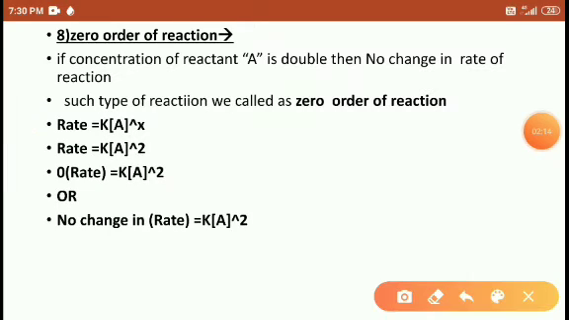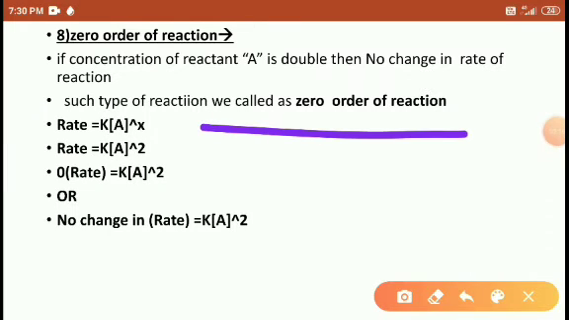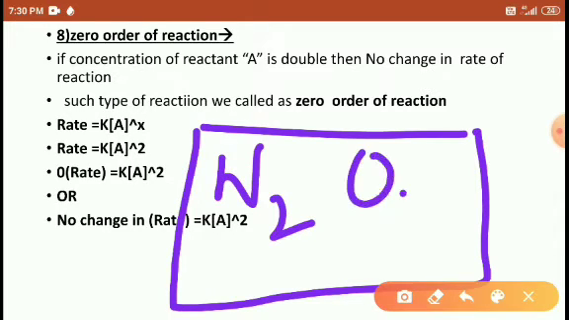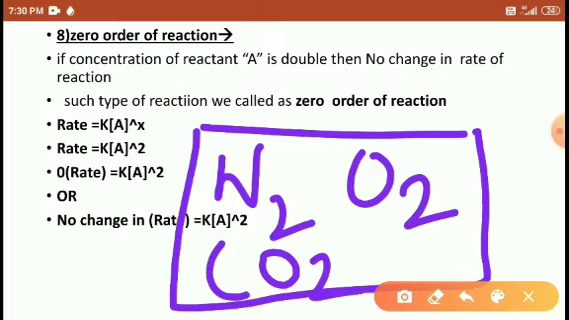One example, students: a chamber in which you have kept nitrogen, oxygen, carbon dioxide, right? These nitrogen, oxygen, carbon dioxide never react here.